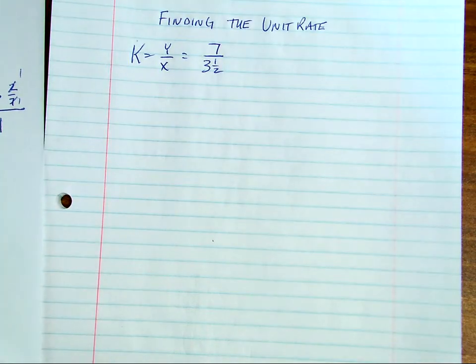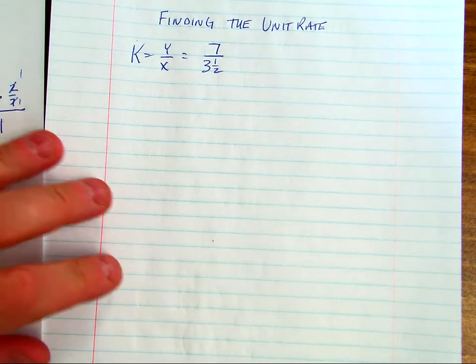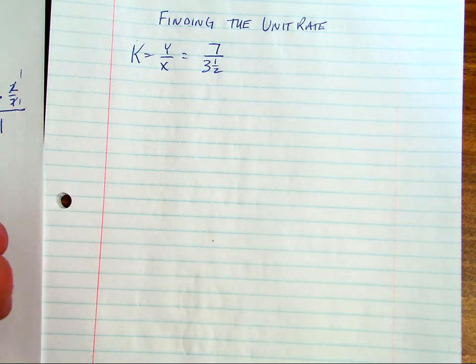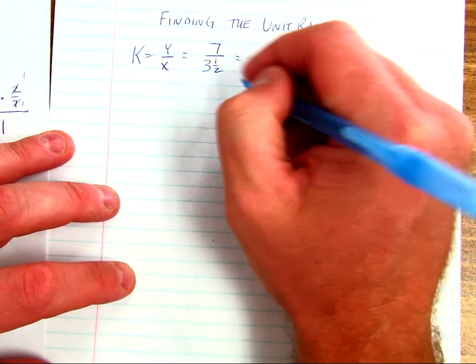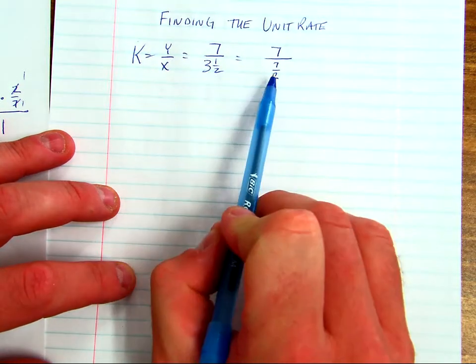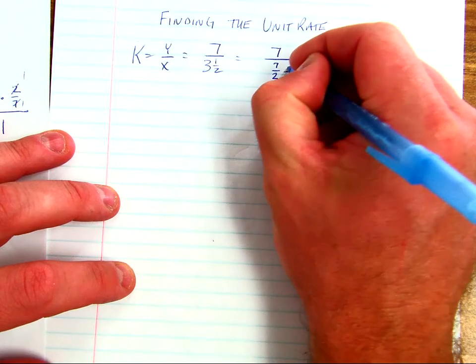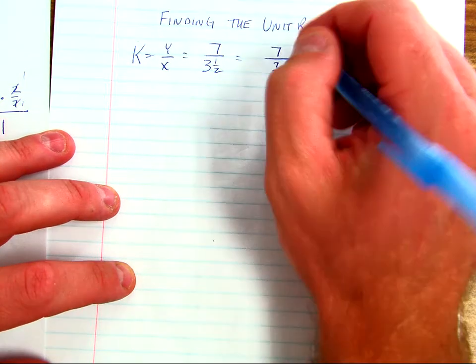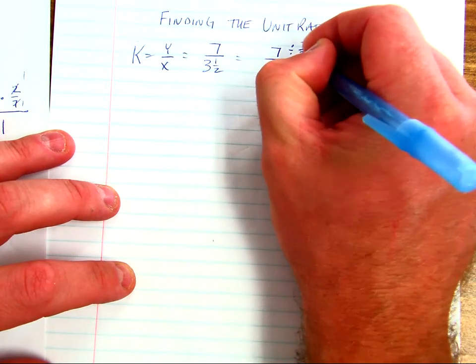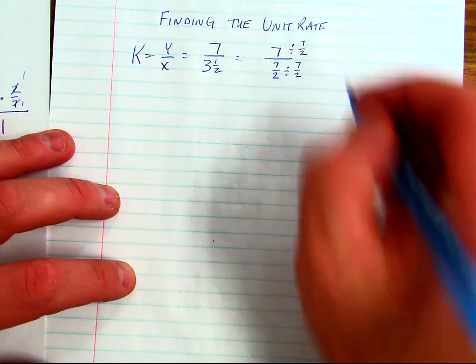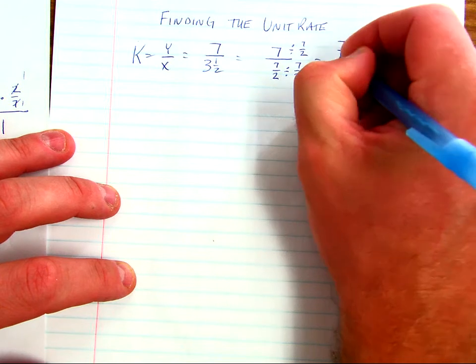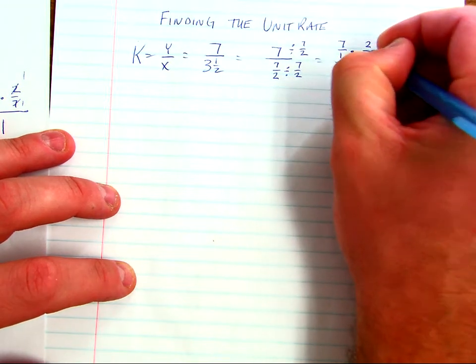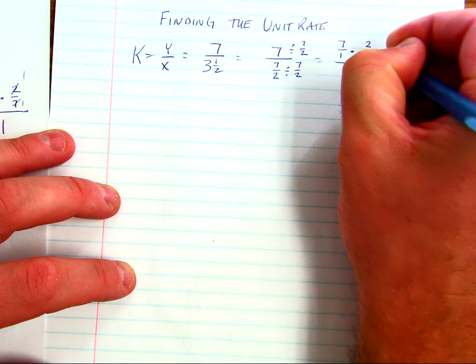In order to get a unit rate, I need to get 1 in the denominator, and the only way to do that is to divide the denominator and numerator by the denominator. I first converted this into an improper fraction, divide the denominator by itself, divide the numerator by 7/2. Any number divided by itself is 1. Keep, inverse, reciprocal. 7's cancel. I'm left with 2.